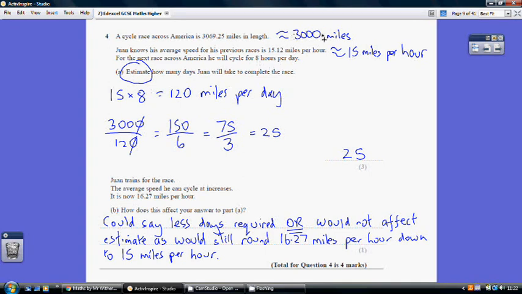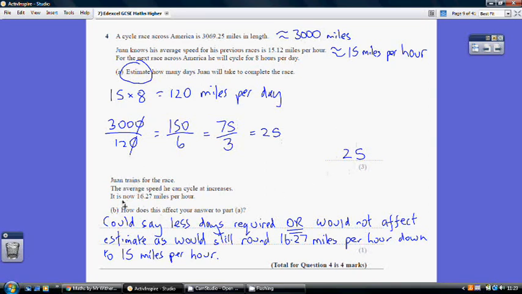So 3,000 miles in total, and we're doing 120 miles per day. So we want to do 3,000 divided by 120. Well, I've divided by 10, then I've halved it and divided by 3. That gives me 25 miles as an estimate.